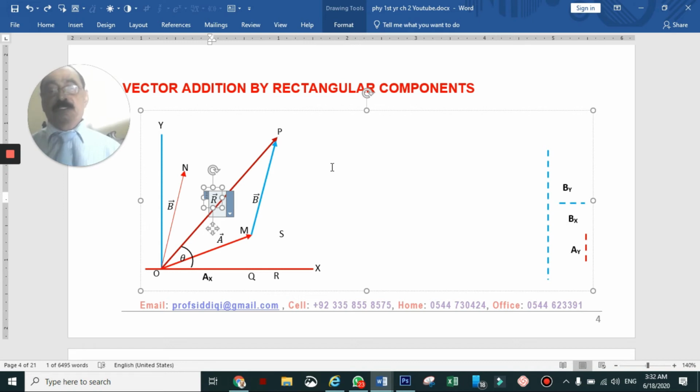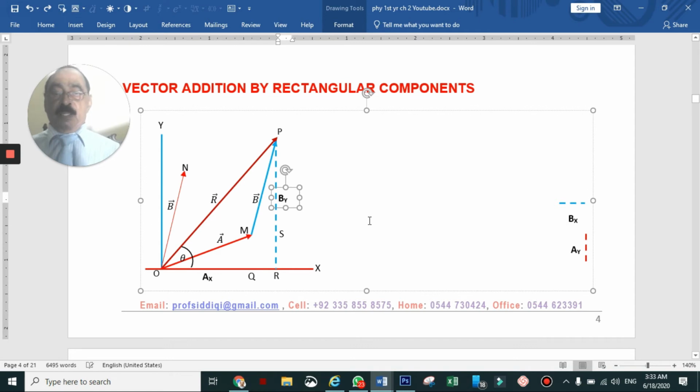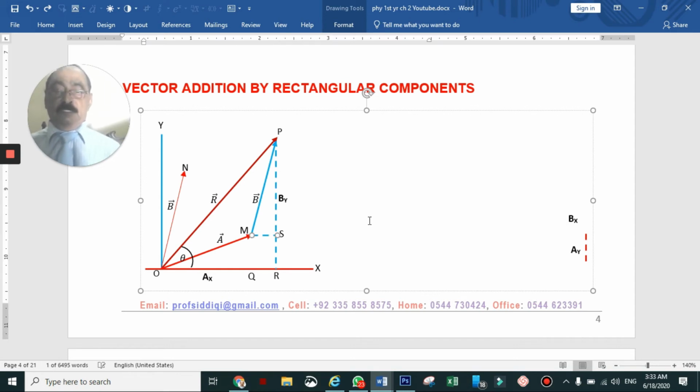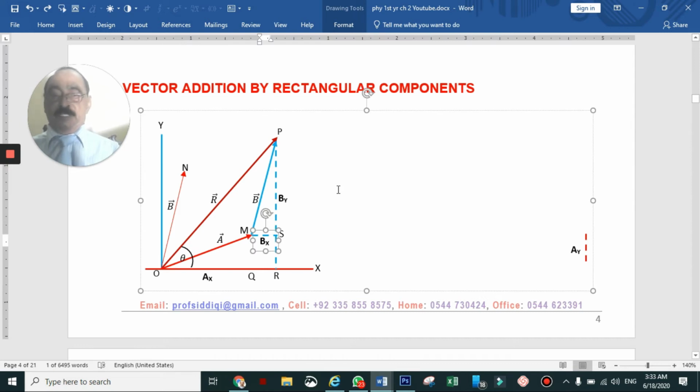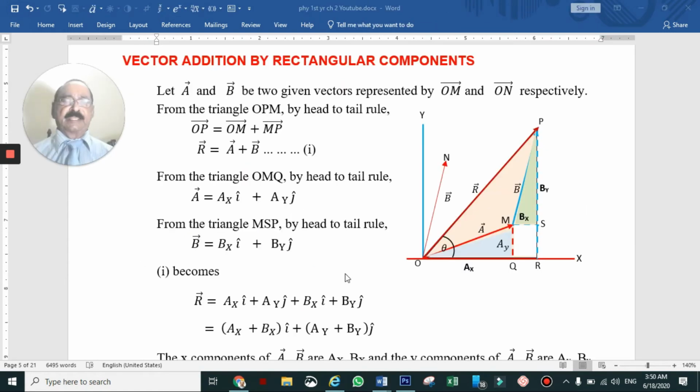The next step is draw perpendicular from the point P to x-axis. Draw perpendicular from P to x-axis like that. You can draw that. And next one is we can draw perpendicular MS to this line. And finally, what can we do? We can draw perpendicular MQ on x-axis again. So this type of a figure is made. I have made this colorful figure just to make you more clear about that.